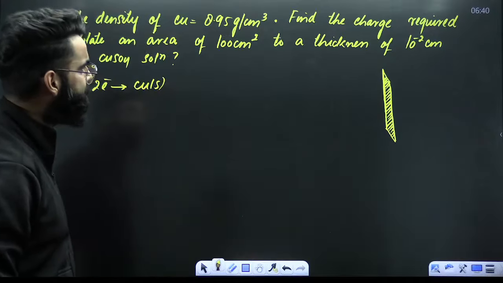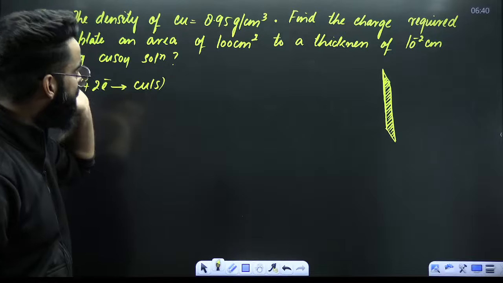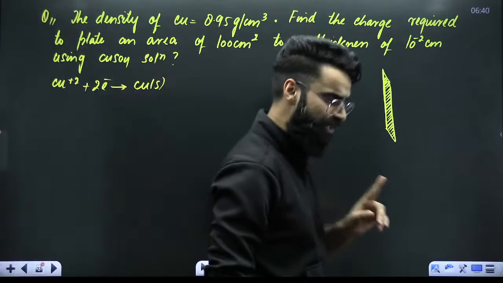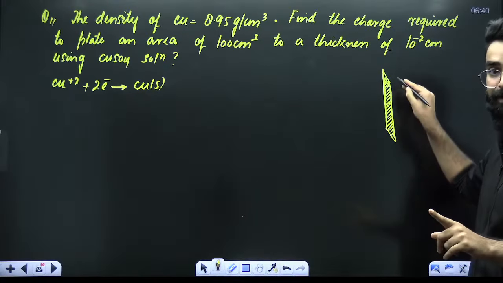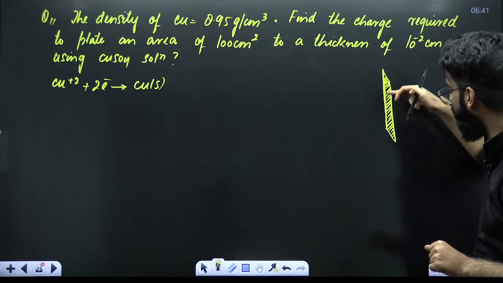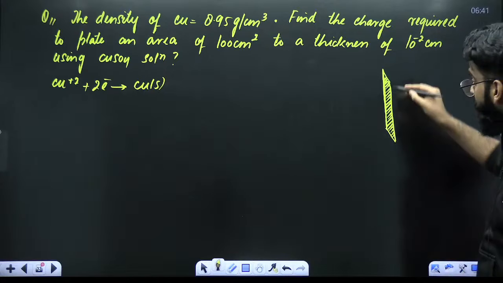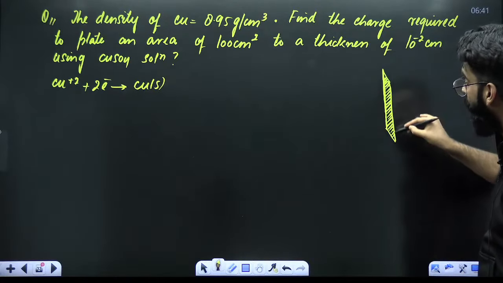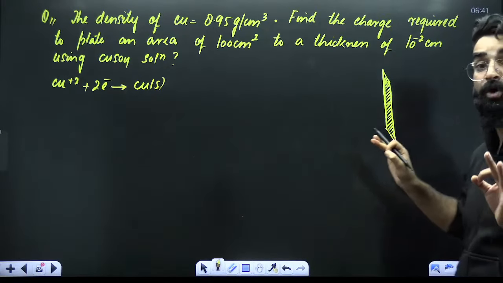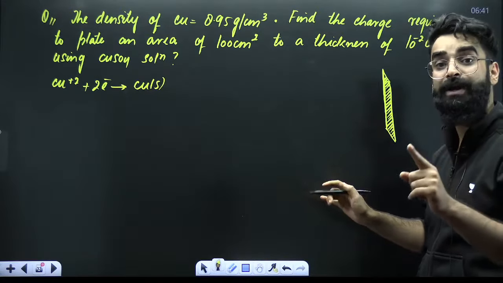As far as the question is concerned, the area of cross section of this particular plate is 100 centimeters square. Dear students, if the area of cross section of this plate is 100 centimeters square, that means the copper which is being deposited here has to cover the area of 100 centimeters square, right? Since we are doing the electrolysis of copper sulfate, at cathode reduction is happening and copper solid is being deposited.